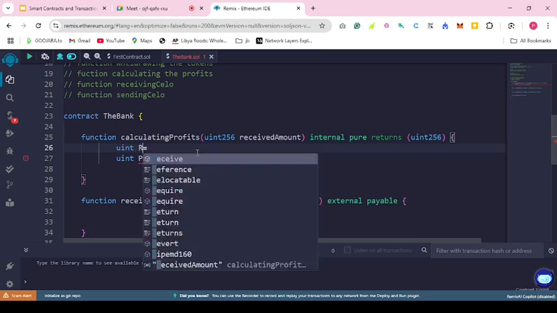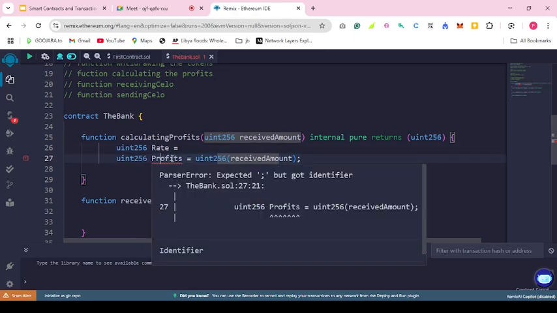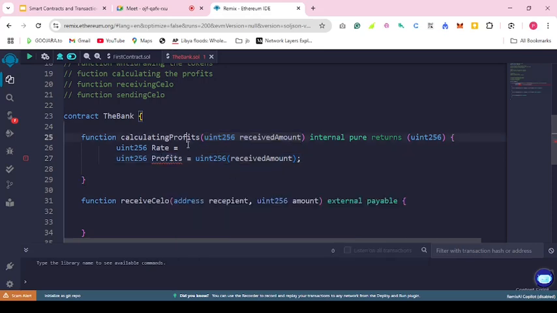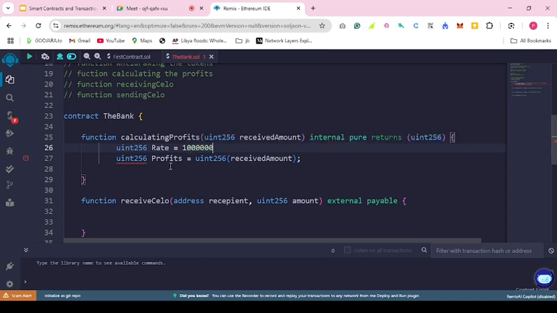maybe we're storing the rate. So this is what we're going to be doing. We're going to take the rate and want it to be a specific amount of wei, perhaps. Maybe I want to reduce, let's say, a very little amount of wei, maybe 10,000 wei, or say a million wei. A million wei is very little money.